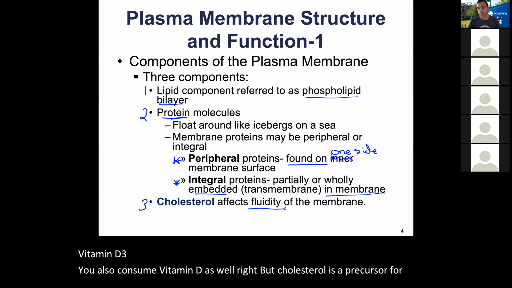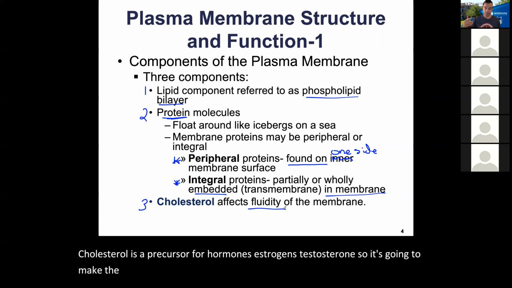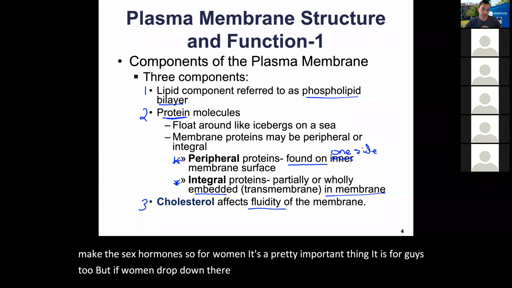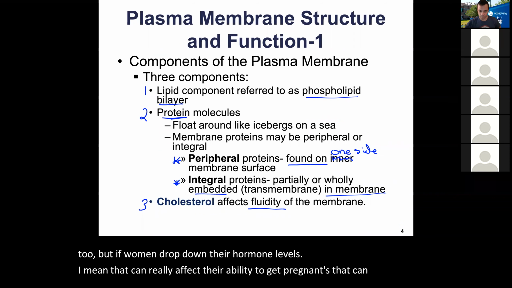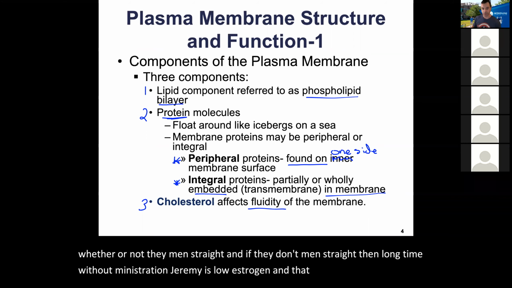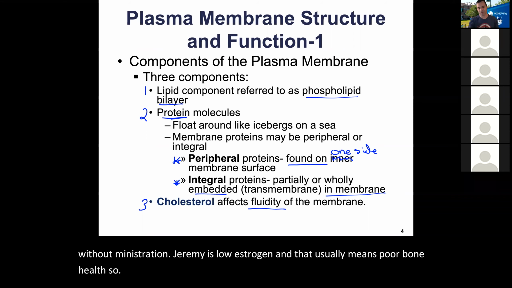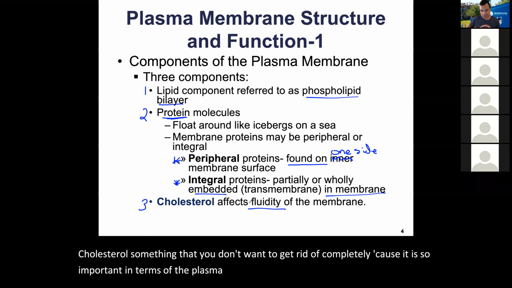Cholesterol is a precursor for hormones, estrogens, testosterone, so it makes the sex hormones. For women, it's a pretty important thing. It is for guys too. But if women drop their hormone levels, that can really affect their ability to get pregnant, and whether or not they menstruate. A long time without menstruation generally means low estrogen, and that usually means poor bone health. So you don't want to get rid of cholesterol completely because it is so important. In terms of the plasma membrane, it creates a much more fluid type of membrane.